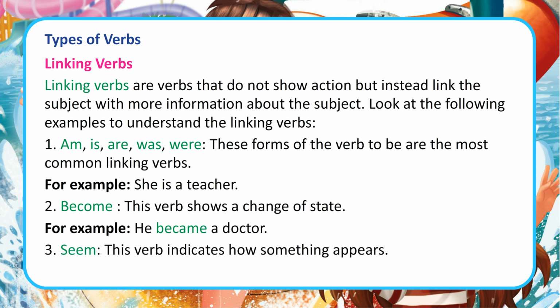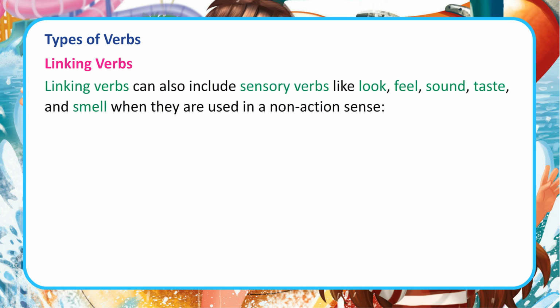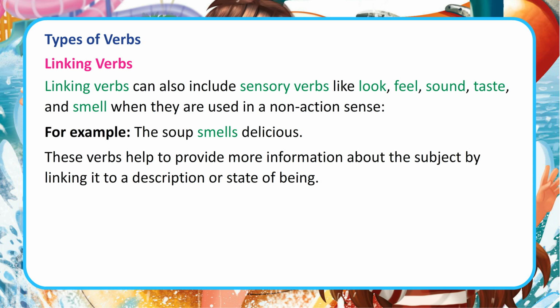3. Seem. This verb indicates how something appears. For example, they seem happy. Linking verbs can also include sensory verbs like look, feel, sound, taste, and smell when they are used in a non-action sense. For example, the soup smells delicious. These verbs help to provide more information about the subject by linking it to a description or state of being.